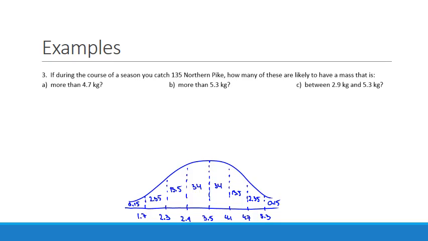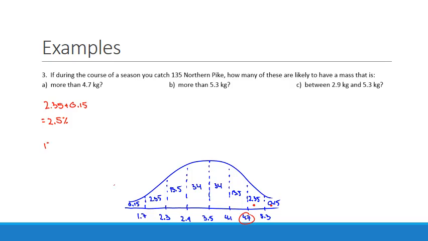Okay, so it's saying, if during the course of a season you catch 135 northern pike, how many of these are likely to have a mass that is more than 4.7? More than 4.7 means I'd have to add up those two regions. So 2.35 plus 0.15 equals 2.5%. So I know 2.5% of the fish are supposed to be like that.